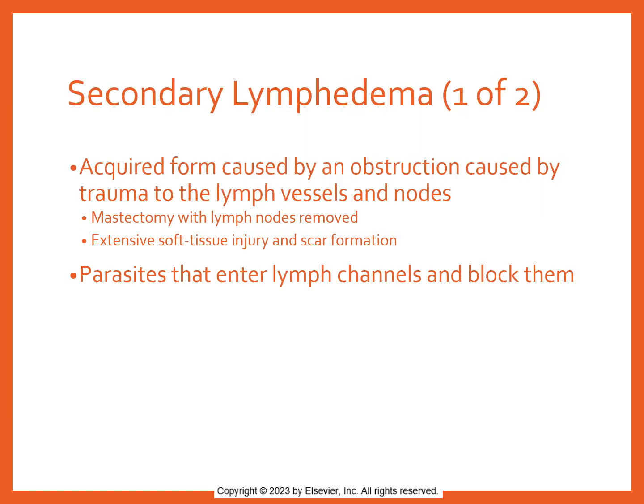The acquired form, or secondary, typically results from an obstruction caused by trauma to the lymph vessels and nodes, such as occurs during a mastectomy when lymph nodes are removed, after radiation therapy, or after a liposuction procedure where some of the lymph nodes may have been damaged.